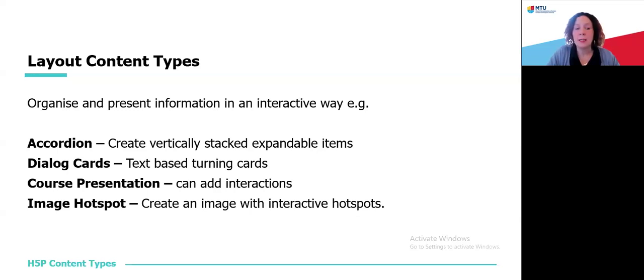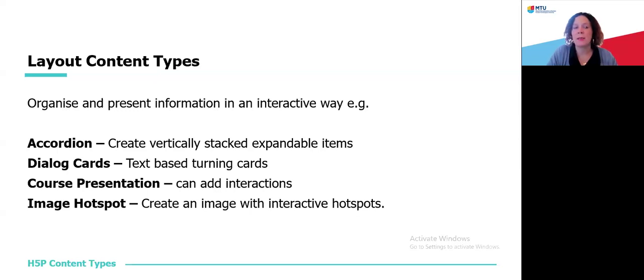So we've got the accordion, which is where you can create vertically stacked expandable items, and the accordion is actually one of the easiest content types to set up, and it's quite impactful. You can have your title, and then the learner can just expand the box to get into the real meat of the actual explanation. So it doesn't take up much room, but the learner can choose what titles to expand and find more information on. So I think that's a great one, actually. If you've never used H5P before, it's a great one to start with.